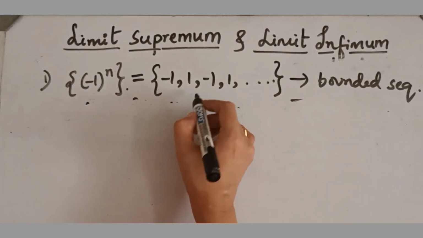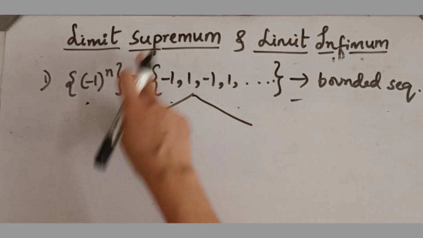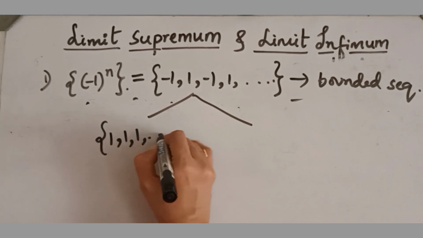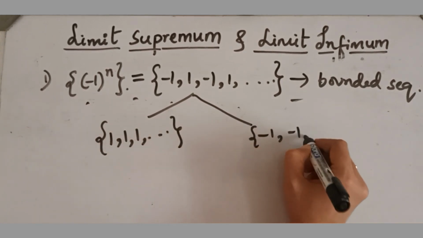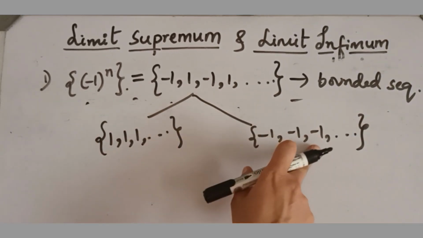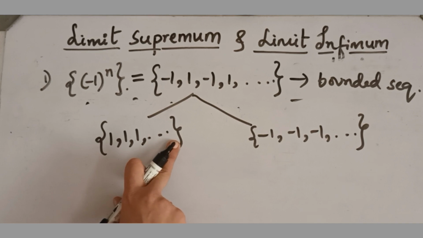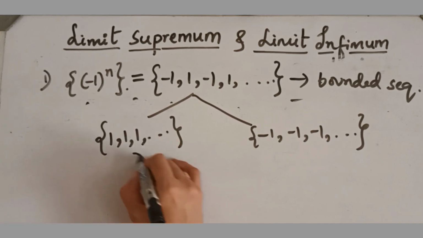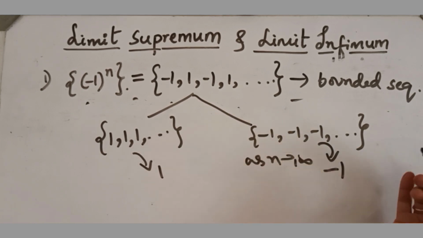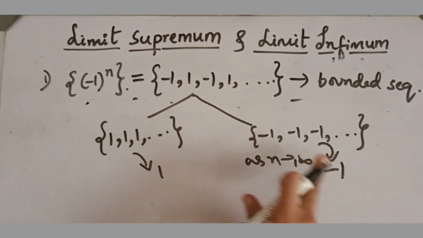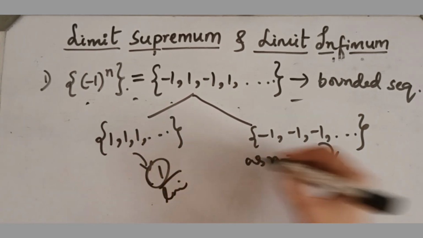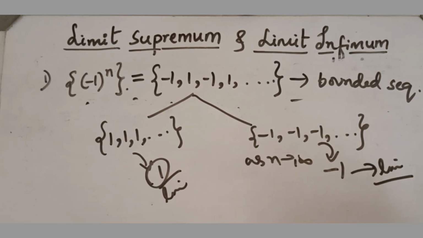Now, one more way is getting the subsequences of the given sequence. There are two subsequences. One is 1, 1, 1 and so on. Another is -1, -1, -1 and so on. Now find the limits of these subsequences. As n tends to infinity, this subsequence goes to 1, and this subsequence goes to -1. Therefore, you got two subsequential limits. The maximum is the limit supremum and the minimum of these is the limit infimum.